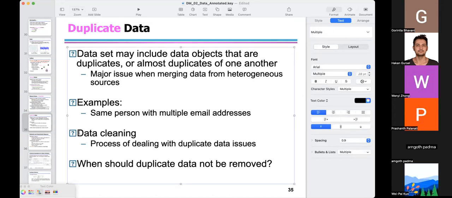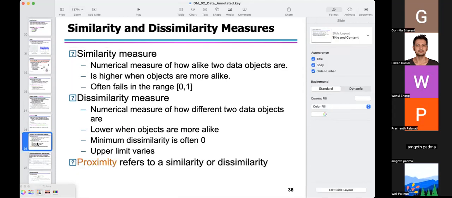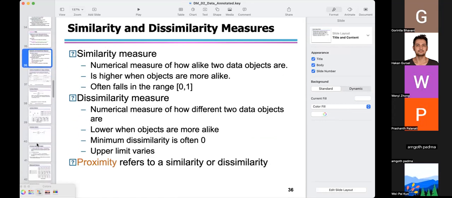So data cleaning is a process that deals with all of the things that we just saw. That is missing values, outliers, duplicates, and all of those are handled by data cleaning techniques. Okay, so we will continue next time about the similarity and dissimilarity between the objects in the data.